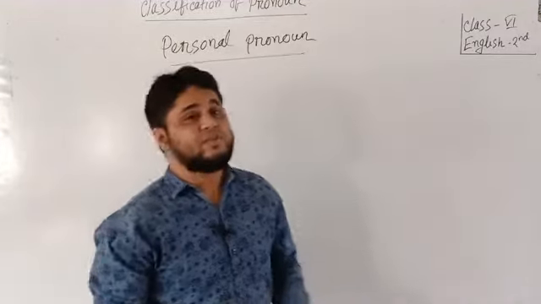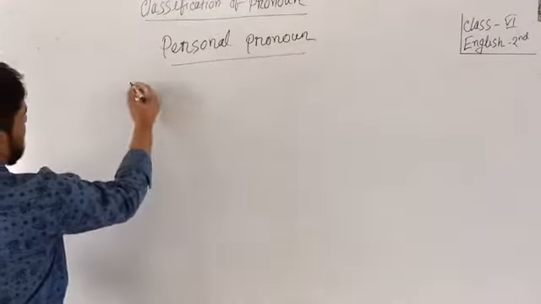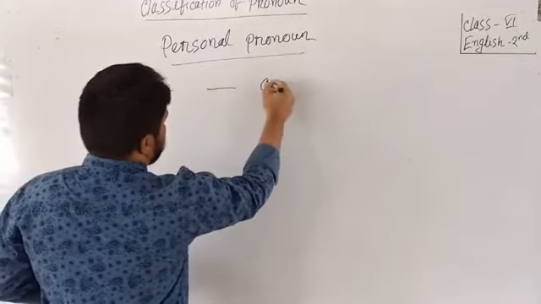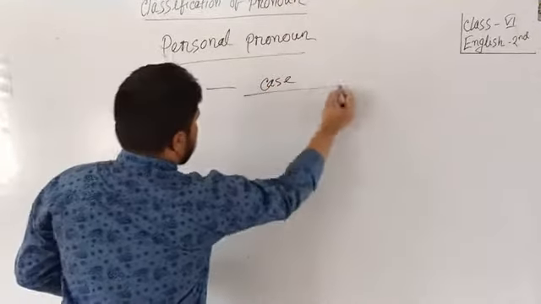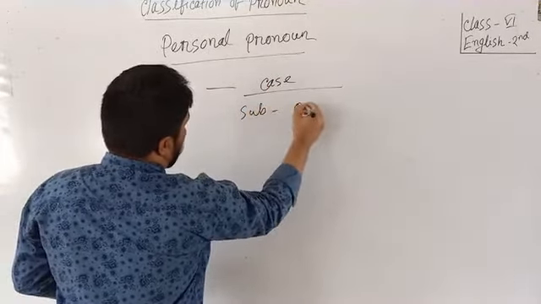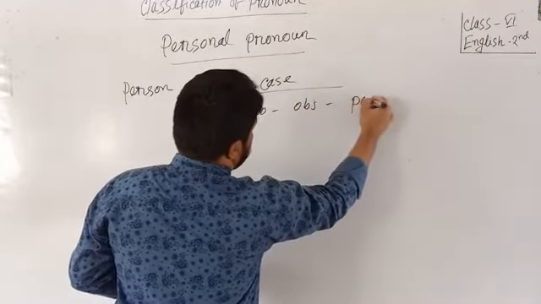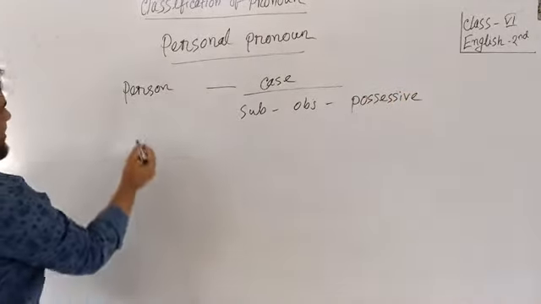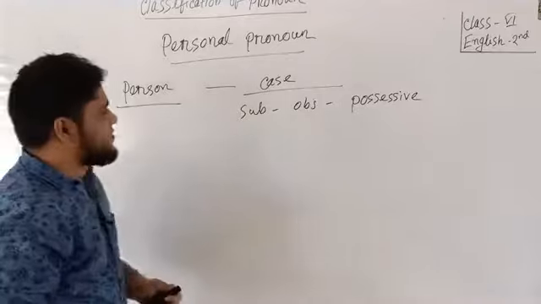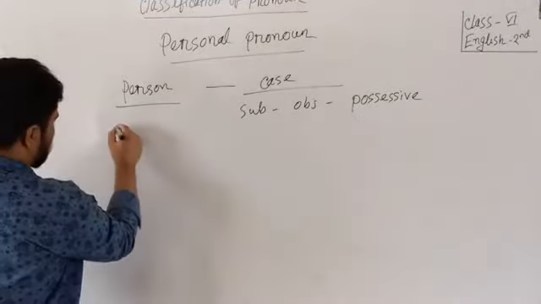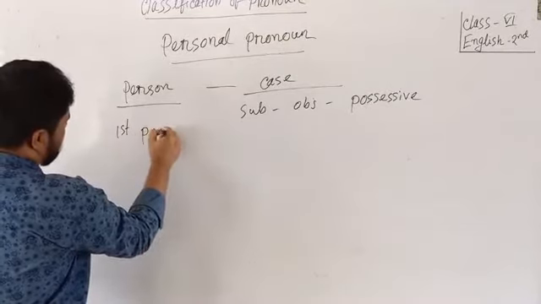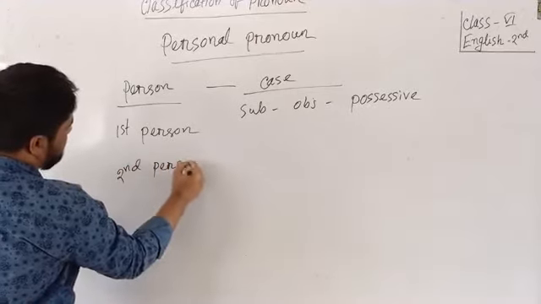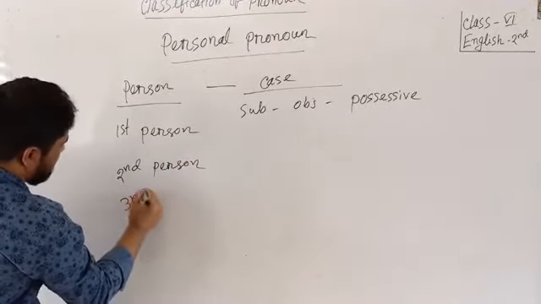So please look at the board. I am showing you something on the board. So person and case. A case may be subject, object, or possessive. Subject, object, and possessive. And person, we know there are 3 types of person: first person, second person, and third person.